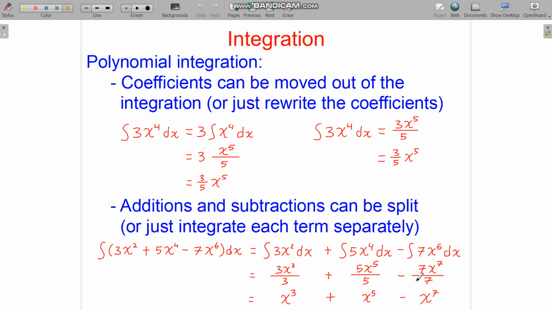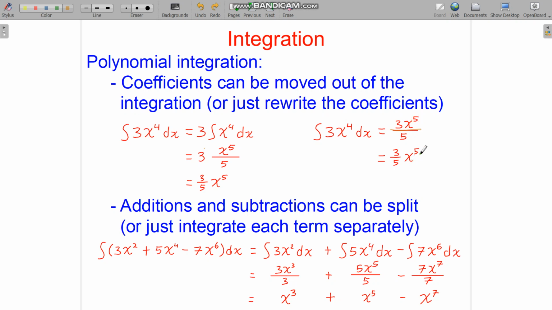In polynomial integration, coefficients can be moved out of the integration or just rewritten. So here we have the coefficient 3, not just x to the power of 4. We have 3 times something, so we can pull the 3 out of the integration. So we have 3 times the integral of x to the power of 4 dx. The integral is the usual division line, rewrite the x, the new power is 5, divide by 5, so it's 3 over 5 x to the power of 5. Or we can just start with a division line, rewrite the 3 and the x, and the new power is 4 plus 1, which is 5, divided by 5, so 3 over 5 x to the power of 5.